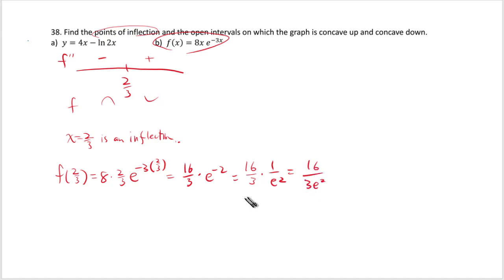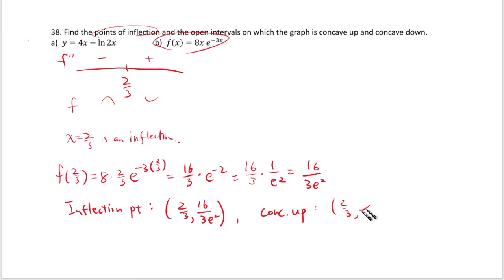And because of that, we know that the only inflection point is 2/3, comma 16 over 3e squared. And additionally, we know that concave up is after 2/3, so it's 2/3 to infinity, and concave down is before 2/3, so negative infinity until 2/3. So that's the answer to all the questions for part B.